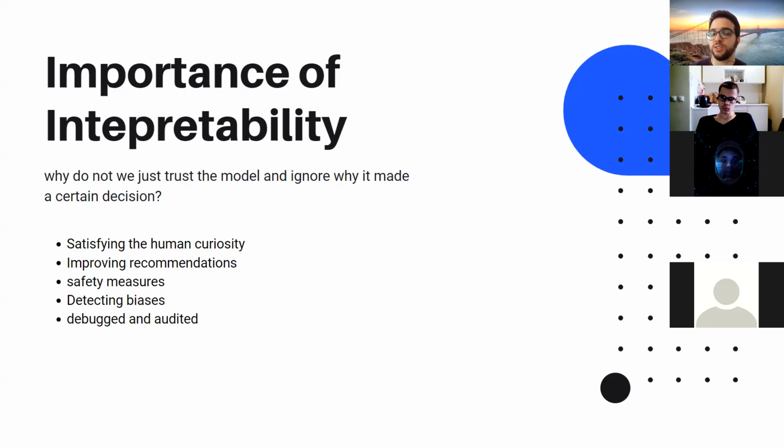And then you can easily uncheck. For example, I don't want to be part of the Asian Americans community who would receive such ads. And this is very important for Facebook, of course, to improve their recommendations, and for the users of Facebook, to satisfy their religious beliefs or personal decisions and not violate their privacy. Other examples are safety measures and detecting biases.